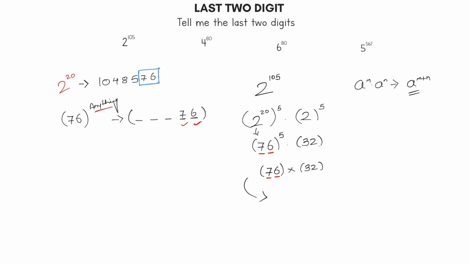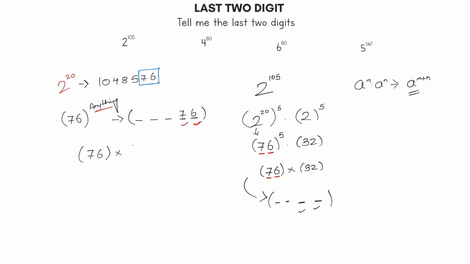You just have to multiply 76 into 32 and tell me what are the last 2 digits of this multiplication. It will be a 4-digit number. Just tell me the last 2 digits and that will be my answer. Now there is a shortcut to this as well, in case you want to solve it by shortcut in the exam. Of course you have to solve it by shortcut, because 76 is a magical number.